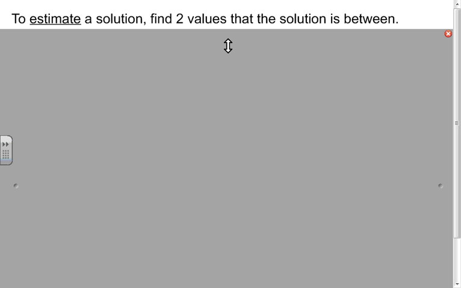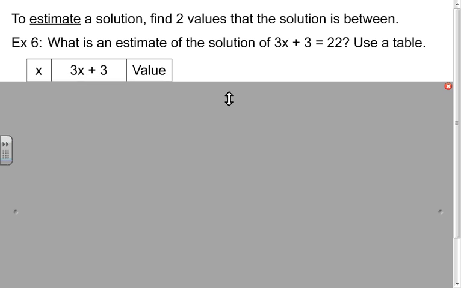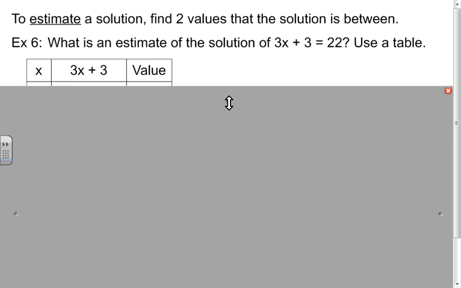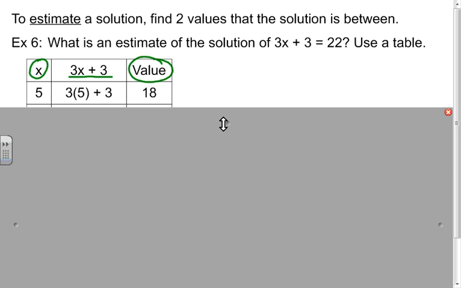So, if I had the problem 3x plus 3 equals 22, and it says estimate, so I know that I'm not going to find the exact answer. Here's what I do with my table. Same thing. I'm going to have a column for my guesses, and a column where I show my work, and then a column for whatever the answers are when I plug them in. So I'm just going to guess something for x. You can guess any number you want. I'm going to guess 5. If I plug in a 5, I get 3 times 5, which is 15, plus 3, which is 18.